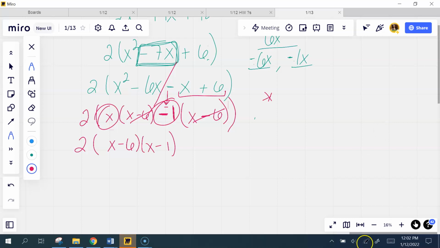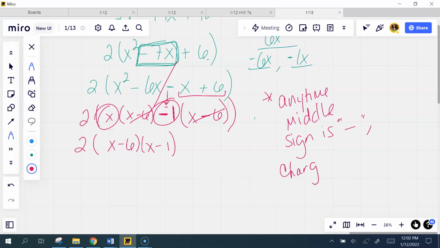So I would put a note somewhere. Anytime the middle sign is minus, change the last sign when you factor.